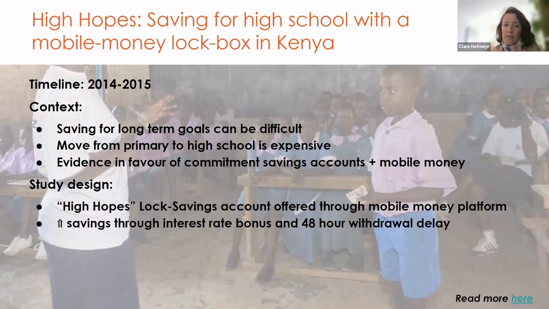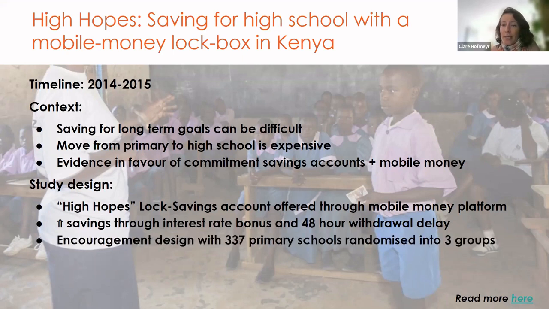And the second was that if the client wanted to withdraw the money before the goal date, there was a 48-hour delay between requesting the funds and the funds being released. So there were 2 behavioral incentives, one to encourage keeping the money in and the other to make it a little bit harder to get the money out early. Just note that anyone using that mobile operator could access the High Hopes account, but for this project, it was specifically marketed to parents with children in the last year of primary school.